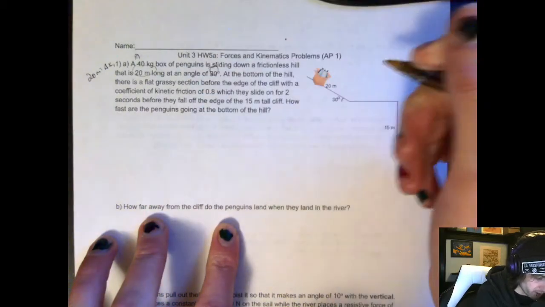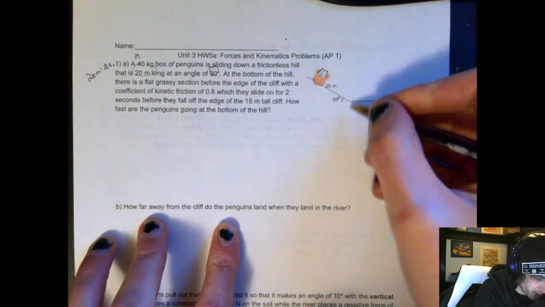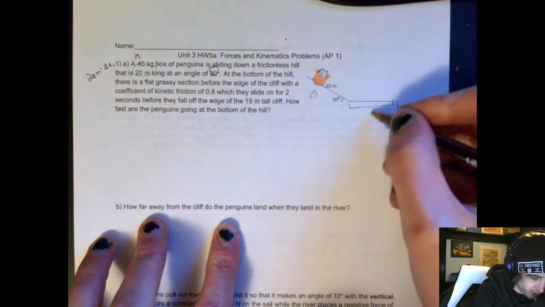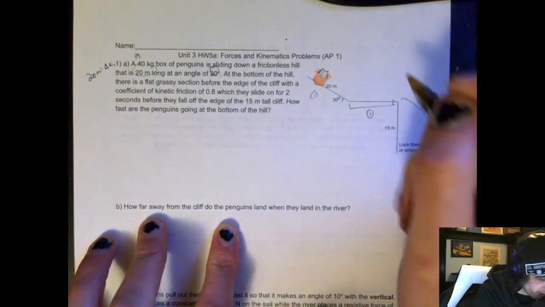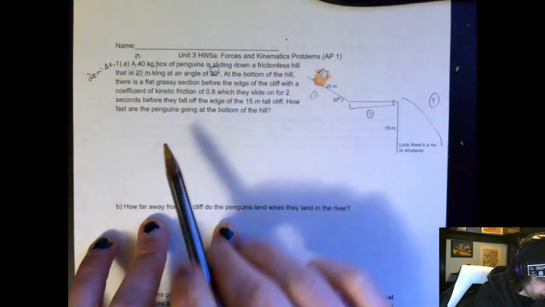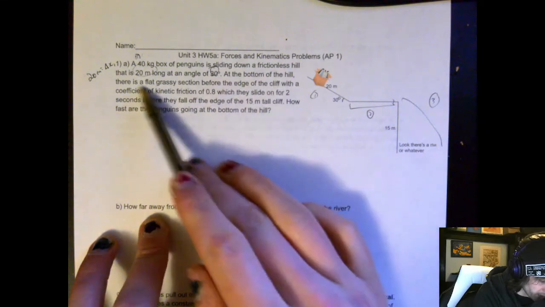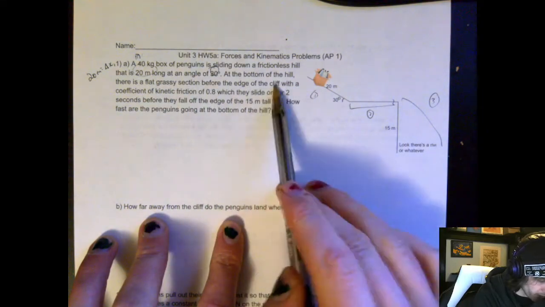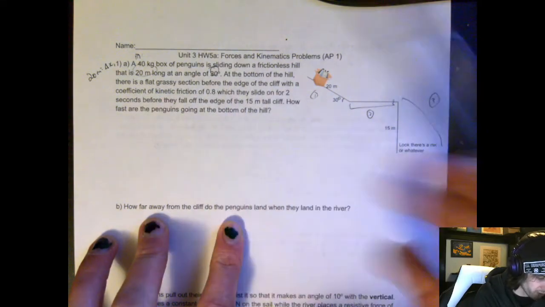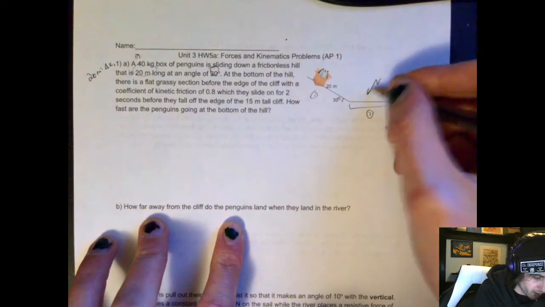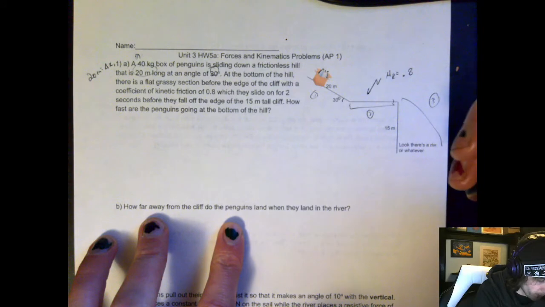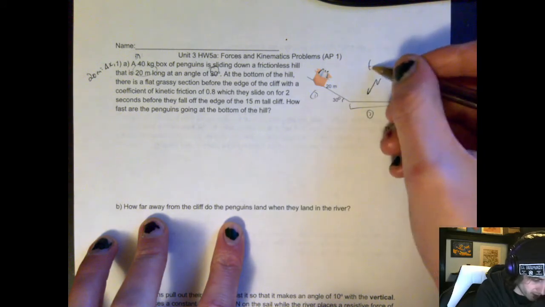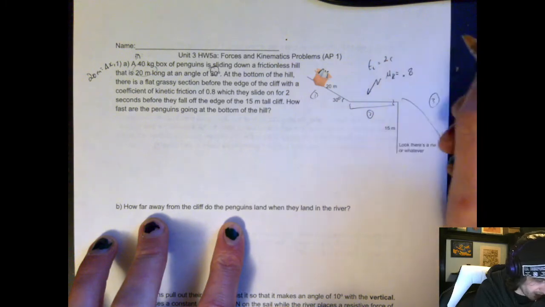The angle is 30 degrees. At the bottom of the hill, we've got sort of the second section. So section 1, section 2, and then it looks like they fall. So we'll call that section 3. At the bottom of the hill, there's a flat grassy section before the edge of the cliff with a coefficient of kinetic friction of 0.8. So this has mu k equals 0.8, which they slide on for 2 seconds. So this section here, the time for the second section is 2 seconds.